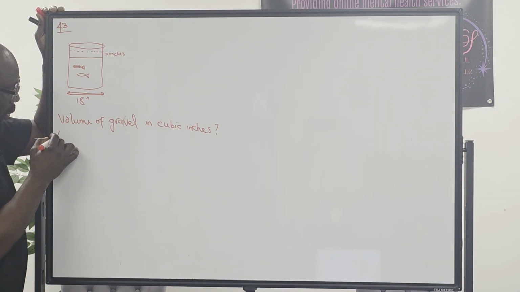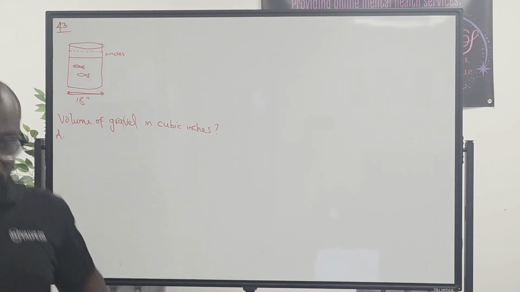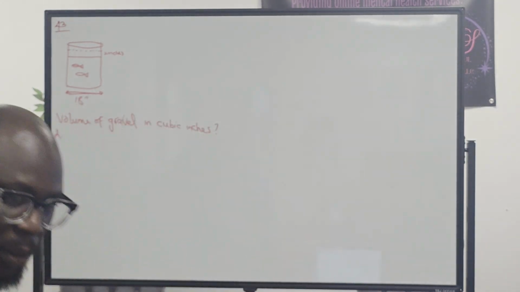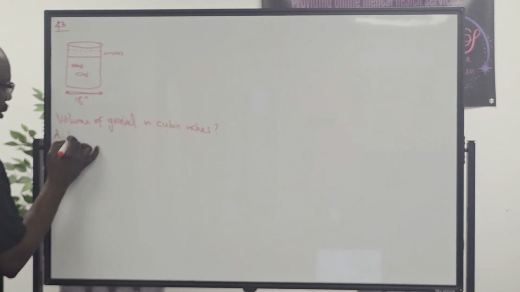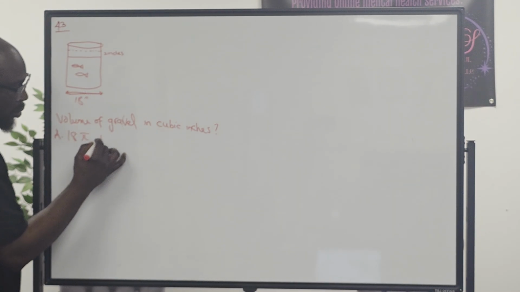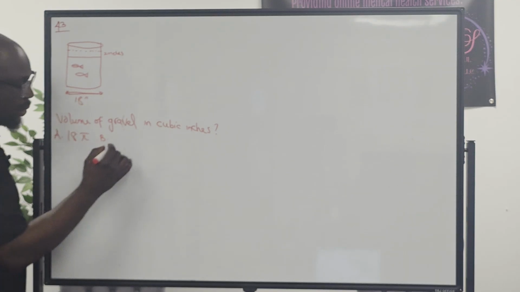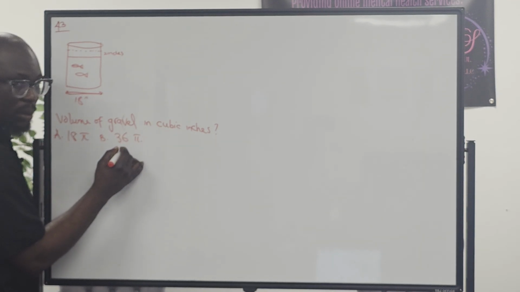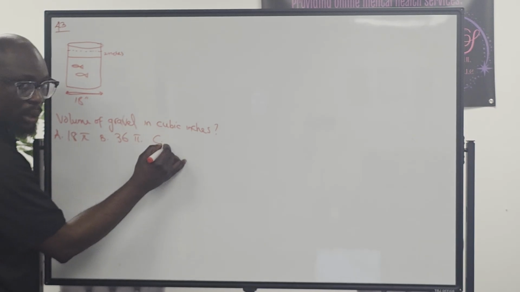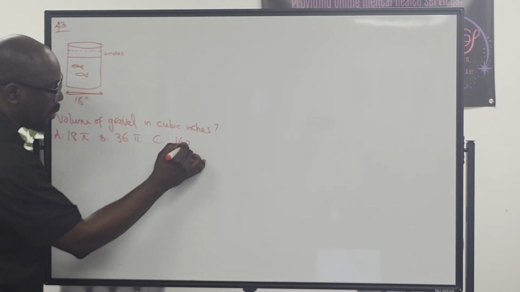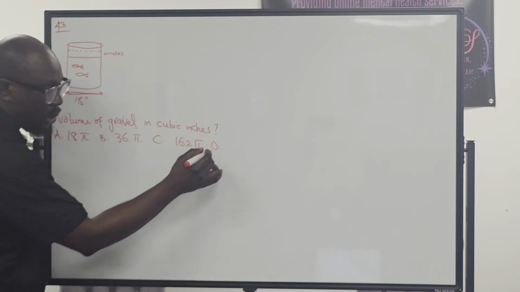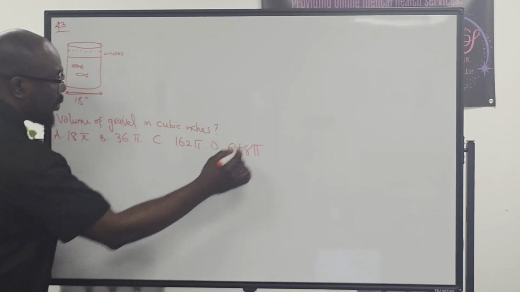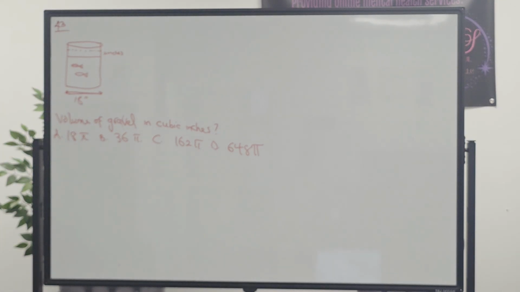And they give us option A. Option A is 18 pi. Option B is 36 pi. Option C is 162 pi. And option D is 648 pi. So they're asking us to calculate the volume of the gravel.